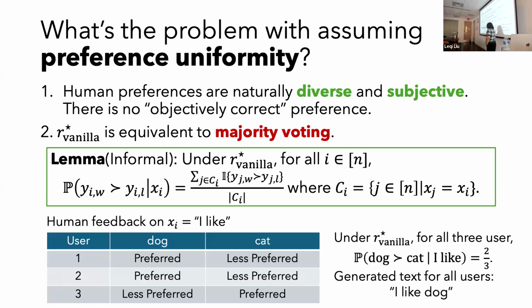And second, under this preference uniformity assumption, the model we're going to learn will be of a majority voting kind. So what do I mean by that? Suppose that I'm getting human feedback on a prompt "I like," and the feedback is on 2 tokens: one is dog, one is cat. And 2 of the users said, okay, I prefer dog, and 1 of the users said, I prefer cat. So under this training objective, what we're going to learn is that the probability of dog preferred over cat, conditioned upon "I like," is 2/3. And then the generated text in this case, if we assume that the model is doing greedy decoding, meaning that it will just output the most likely token, will be "I like dog."